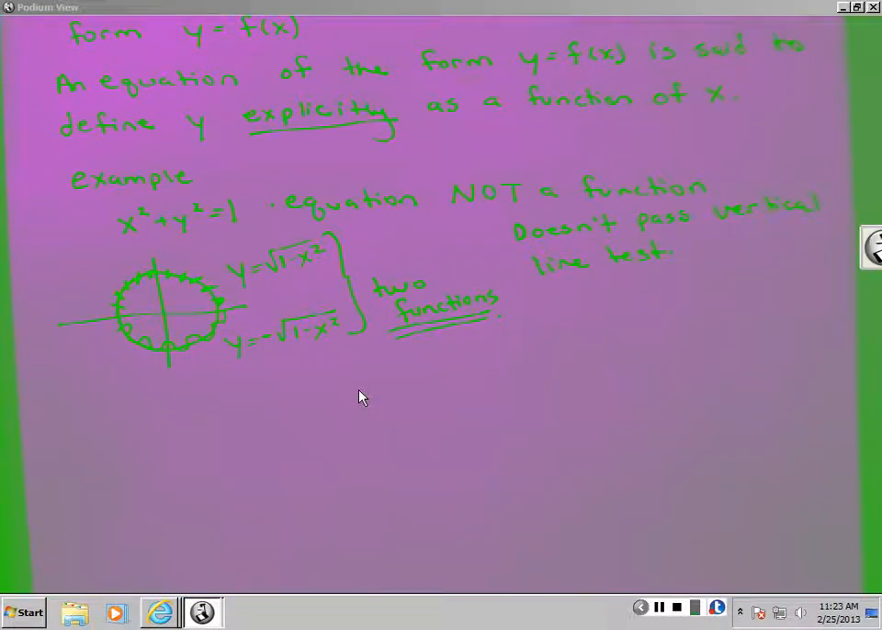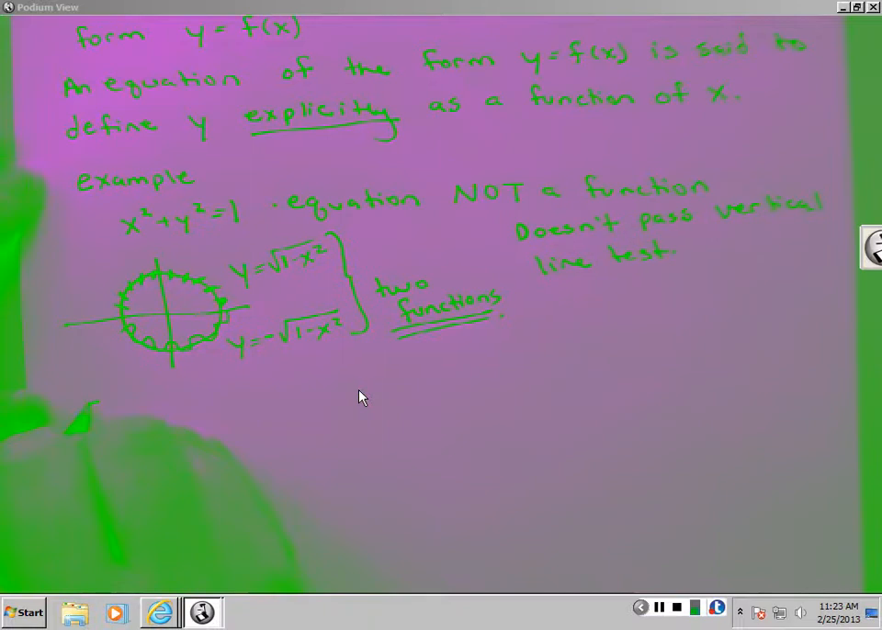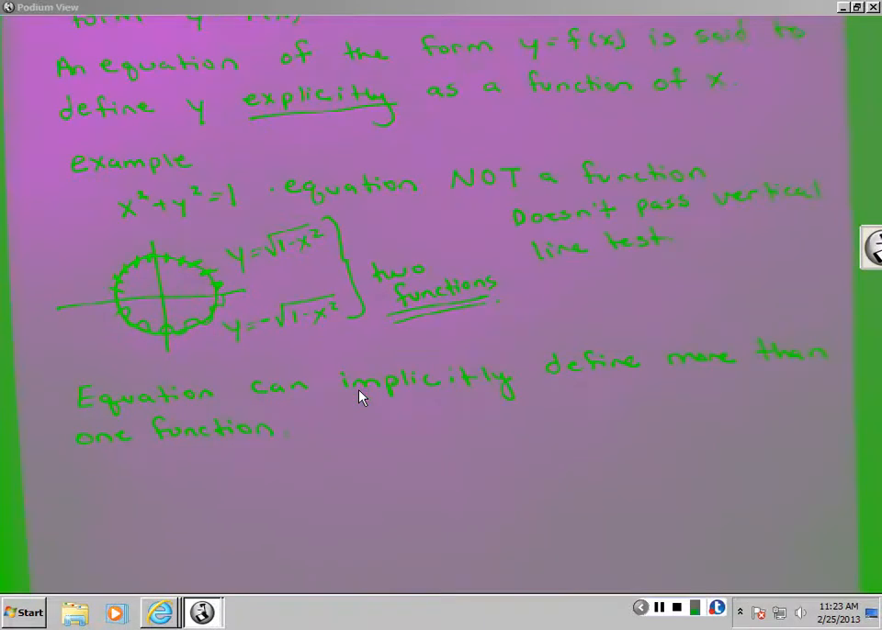This relationship is called an implicit relationship. It's an implicit form. So an equation can implicitly define more than one function. So don't get too caught up on explicit, implicit, equation, and function. It's some terminology that comes up, but hopefully I don't think it will stump anyone on the actual calculus of it.